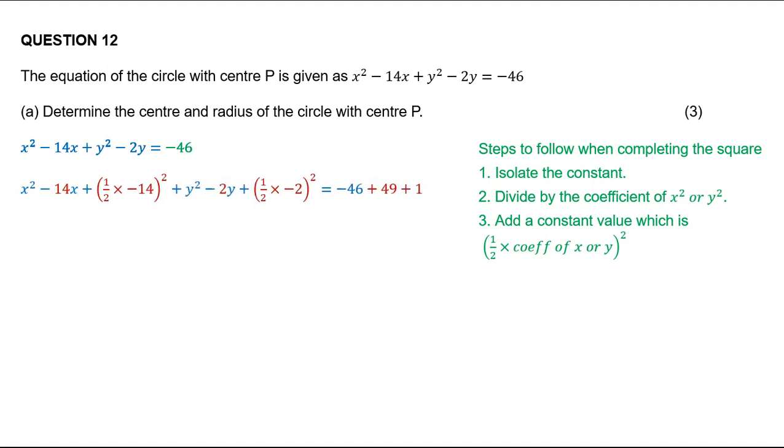Half of negative 14 squared will give you 49, which I added on the right-hand side. And half of negative 2 squared will give me 1, which is what I added on the right-hand side. I'll end up having this equation over here. Then I'm going to factorize that equation. You will notice that the first 3 terms form what we call a perfect square, and the last 3 terms on the left-hand side will form a perfect square as well.